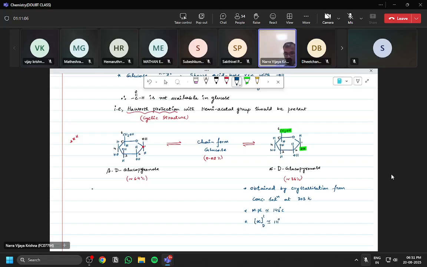The beta form is obtained by crystallization of a hot and saturated aqueous solution of glucose at 371 Kelvin. Melting point is approximately 150 degrees centigrade. Specific rotation is approximately 19.2 degrees.